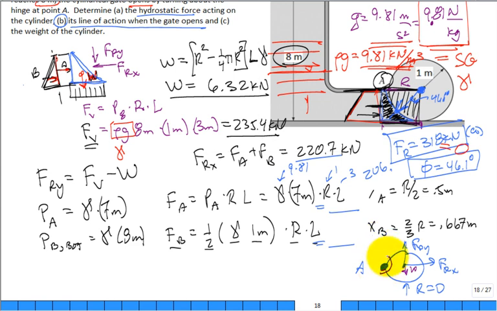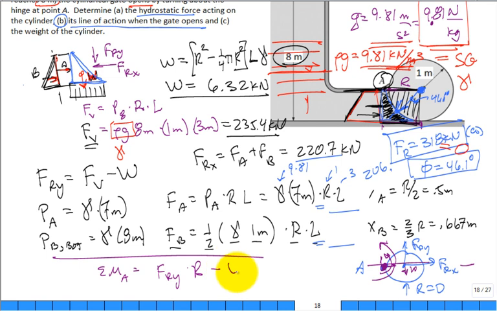Well, let's do this. Do the sum of the moments around point A. If I do the sum of the moments around point A, the force acting at A doesn't play. F of X goes through the line of action of A. And so all I get is that F of Ry times R, making it want to spin or rotate counterclockwise, minus the weight times R. This has to be equal to zero for equilibrium. The R's cancel. And the weight of the cylinder is simply F of Ry. And F of Ry was 229 kilonewtons.